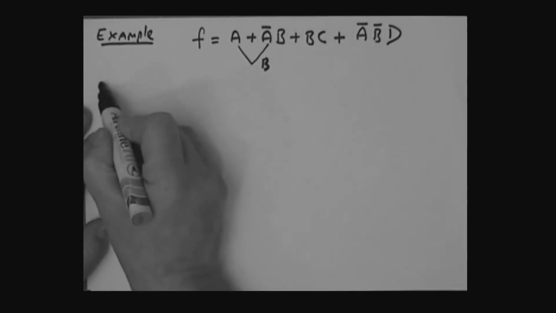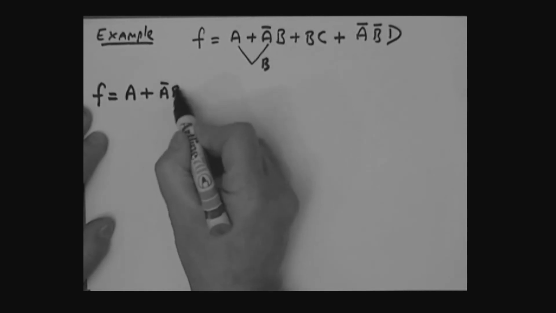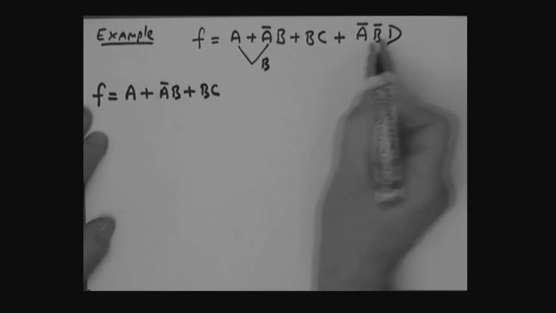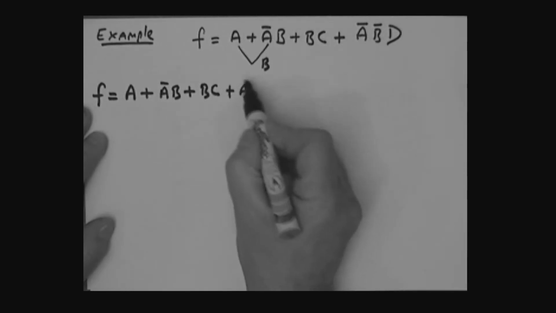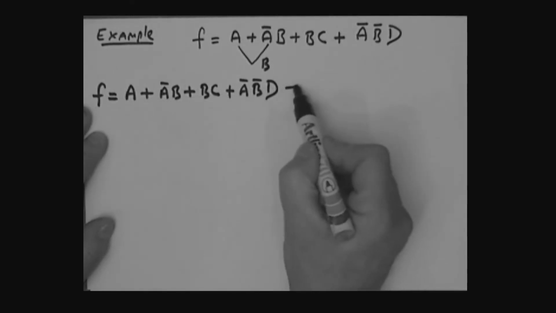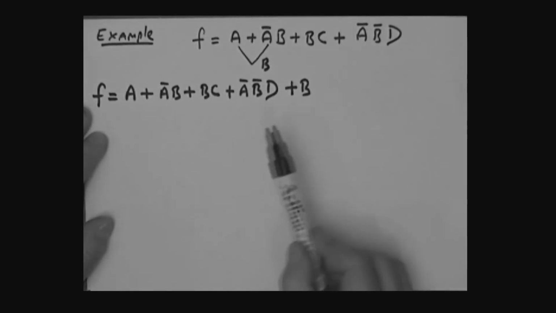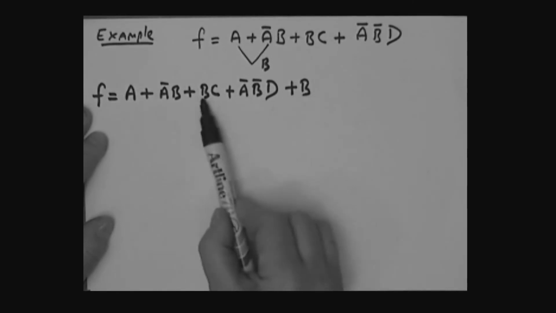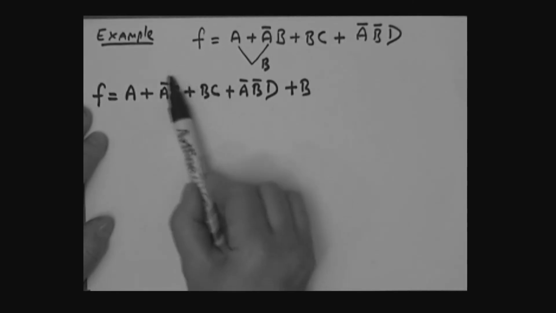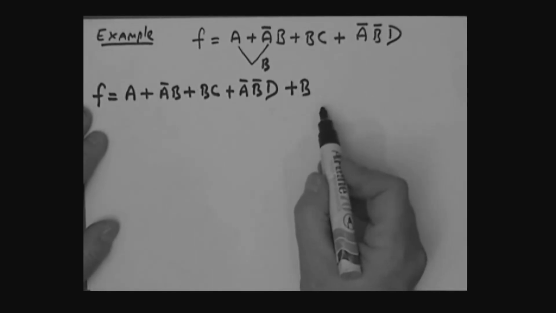Okay, so I can rewrite that whole function now. Let's go ahead and do that. F is equal to A or A bar B or BC or A bar B bar D. That's the original function, and I'll add to it this optional product, which is B. Now does this help at all? Well, look, this B could absorb this product term and this product term right here, and that's certainly going to reduce the complexity. So let's see if we can rewrite that and see what it looks like.